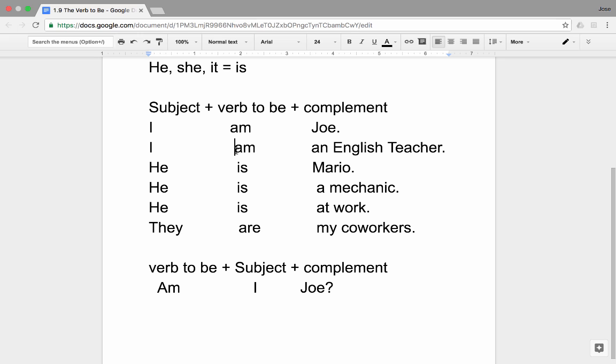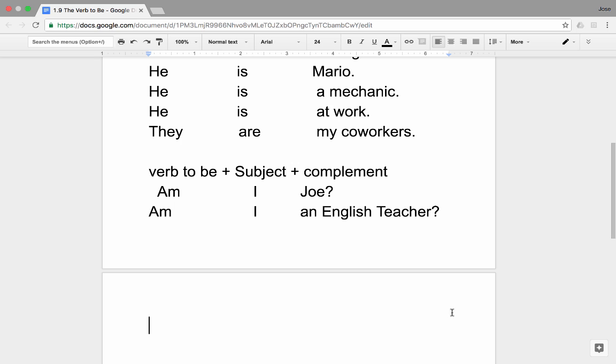And the next one, I am an English teacher. What I'm going to do is change the order and I'm going to say, am I an English teacher? All right, and then we put a question mark at the end.